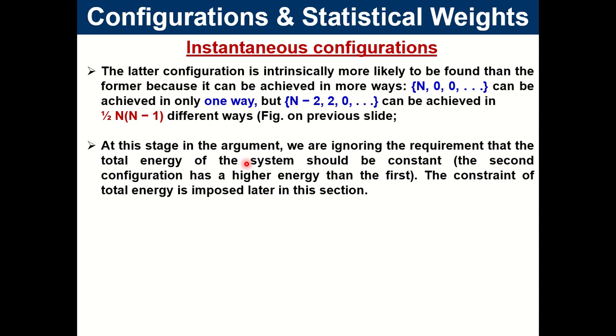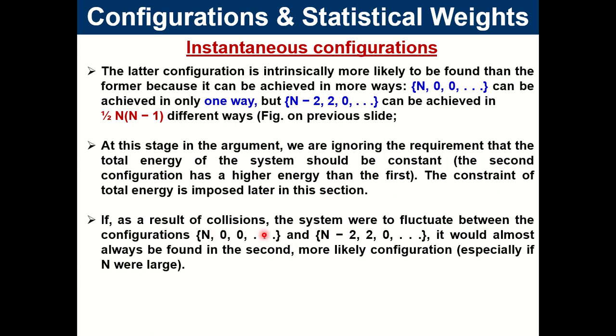The point I would like to mention here is that while making out such distributions, we are ignoring one thing, that is keeping the total energy the same, because in these two distributions the total energy of the system will also change. But we are ignoring that fact. We are just focusing on how we can achieve different types of distributions, and later we will come back and impose the restriction that the energy has to be kept constant. That constraint will be applied later in this section.